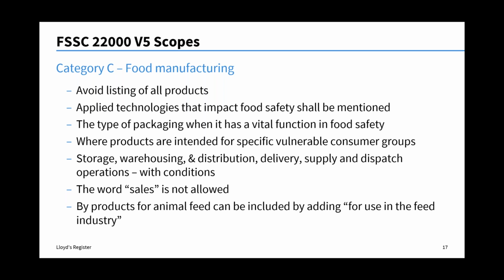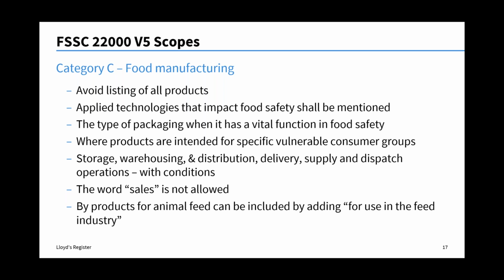A manufacturer will always have sales activities, and there is no specific reason for sales onto the scope statement. If byproducts for animal feeds are produced, they can be included, but this needs to be mentioned in the scope statement as for use in the feed industry or equivalent wording.